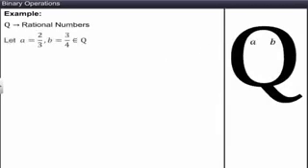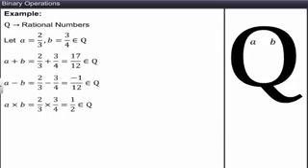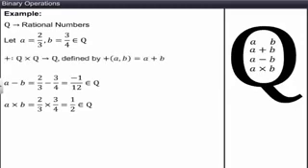Let Q denote the set of rational numbers. Let A and B be any two rational numbers. Now, on adding, subtracting and multiplying any two rational numbers, we get another rational number. Hence, the function addition from Q cross Q to Q, defined by plus of A comma B is equal to A plus B, is a binary operation.